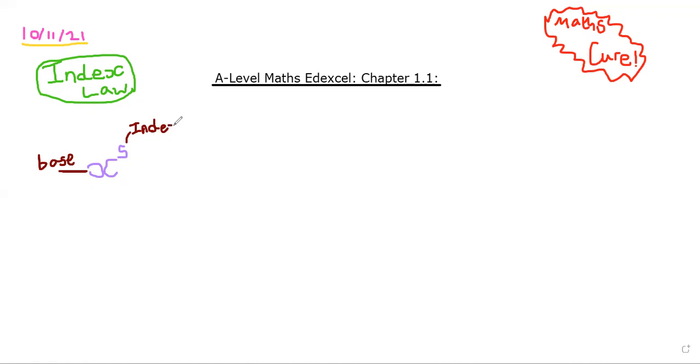So what we're going to learn in this lesson is laws that you can do with indices, and these should already be pretty familiar to you. It's a GCSE topic, but you need to know it, so it's good to review it. That's what we're going to do in this video. There are 4 different laws that you need to know about right now, so we're going to go over 4 laws in this lesson, maybe a few more.